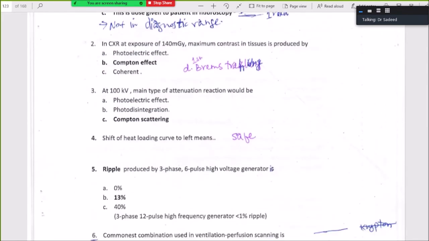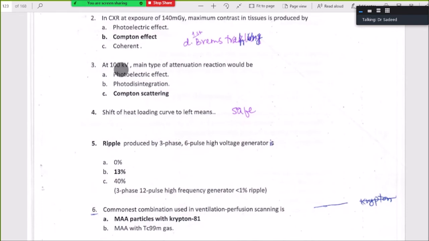2. In chest X-ray exposure of 140 kV, maximum contrast is produced by bremsstrahlung first. But if there is no such option, then because in tissue there is bremsstrahlung, otherwise Compton effect. 3. At 100 kV, main type of interaction would be Compton scattering.